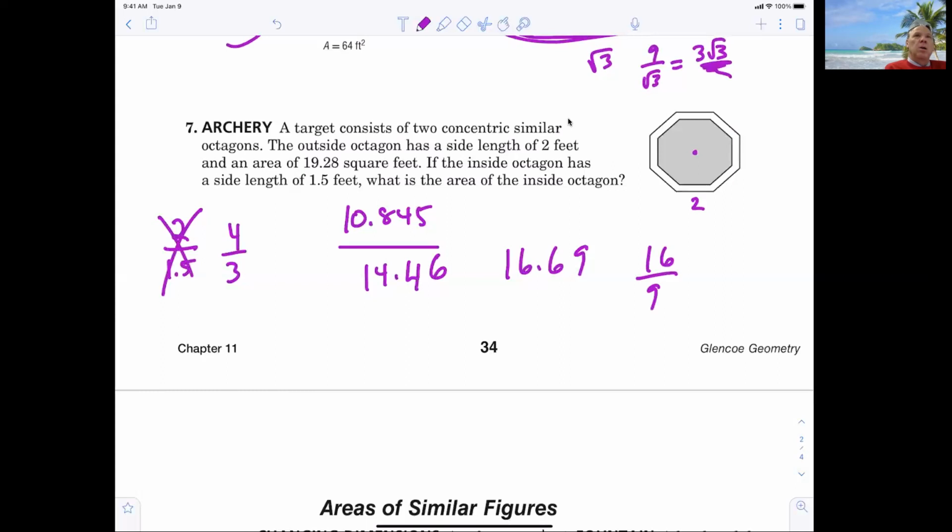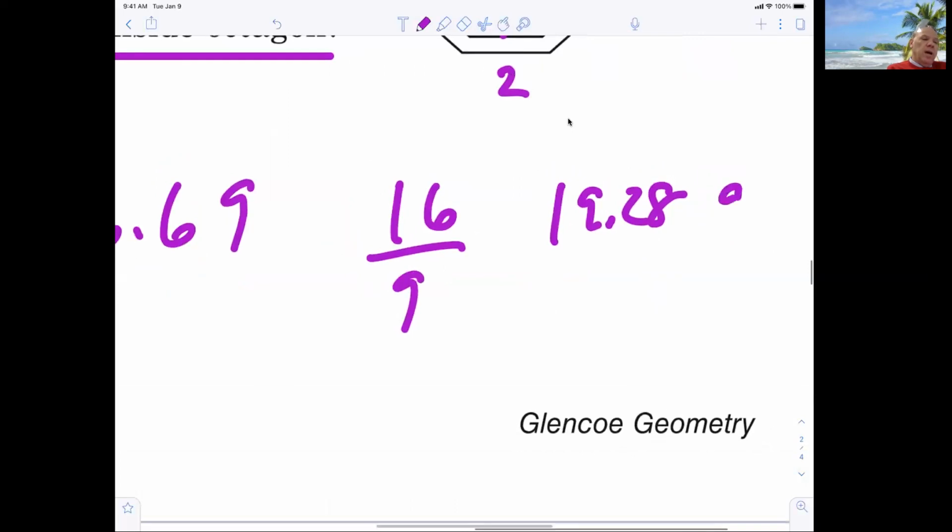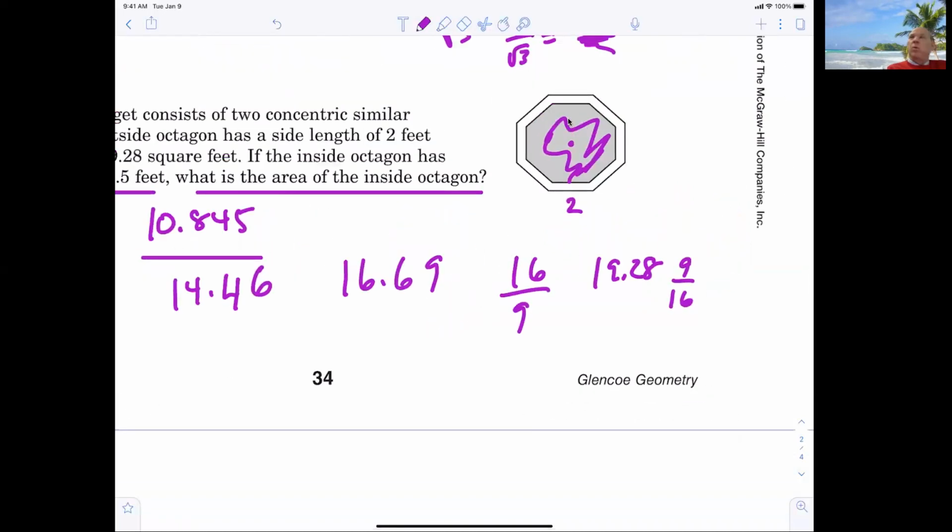Now, am I getting smaller or larger? If the inside octagon has a length of 1.5, what is the area of the inside? That means we're looking for this area here, correct? So is it getting smaller or larger? Smaller. So I'm taking 19.28 and multiplying it by what? 9 over 16. I think that is simple, right? If you're not seeing it, let me know. And what is that answer? How much? 10.845. For those of you guys who got that, you're in good shape, unless I did something wrong.